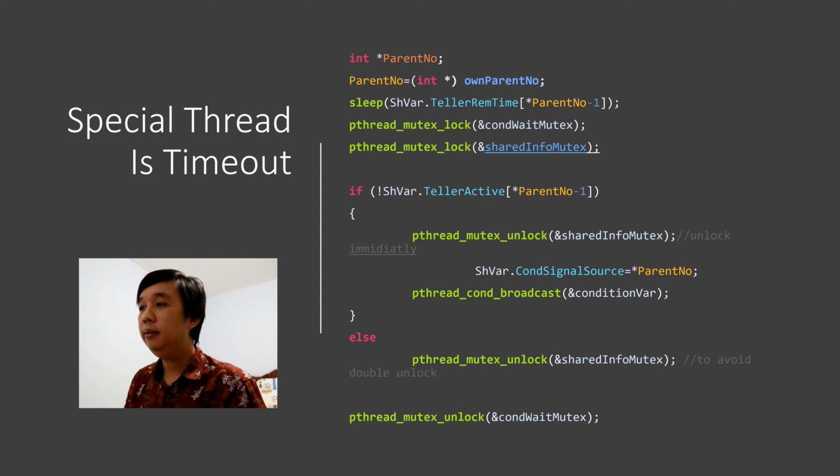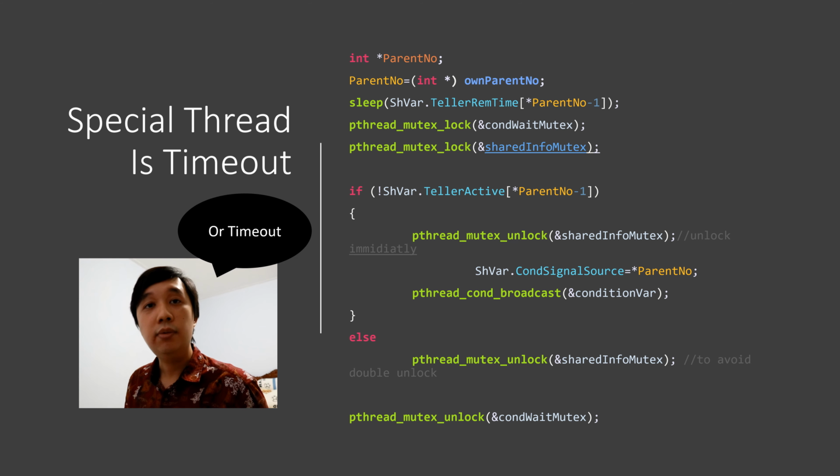And then if the parent is still active, it will unlock the shared info and tell the parent that it must terminate. Afterwards, it will continue to broadcast. Okay, everybody can walk in, and then it will unlock the condition wait. Actually, it was quite complicated because what I'm trying to do is detect whether a parent has crashed.